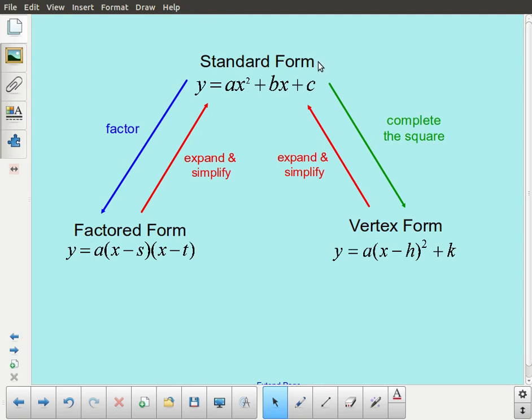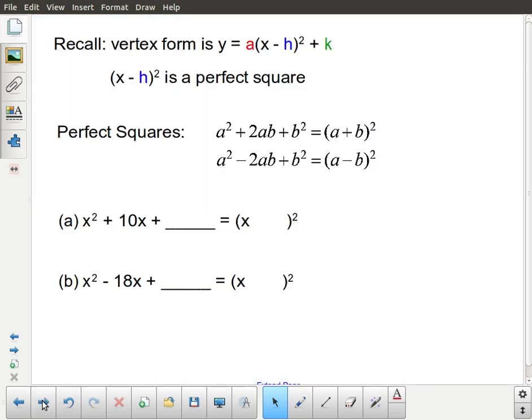That is something we do when we have a quadratic equation in standard form and we want to go to vertex form. So completing the square has to do with this binomial term that is squared, and with creating that term. So the first thing we need to do is to recall our familiarity with perfect squares, because that's what this x minus h all squared is. That's a perfect square.